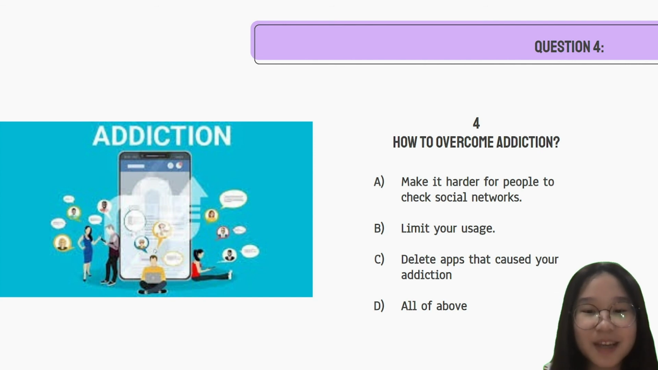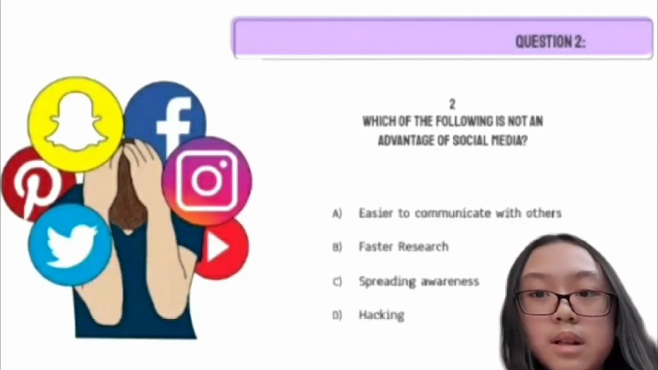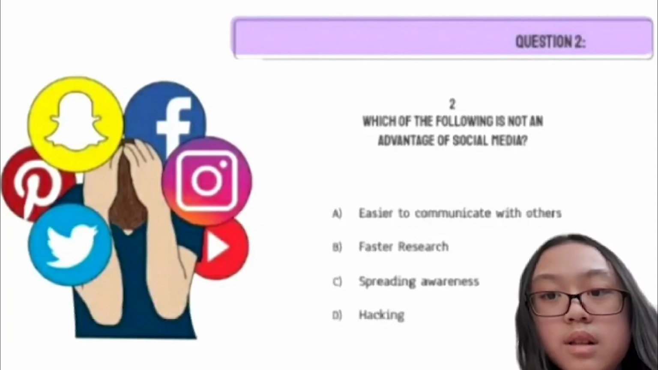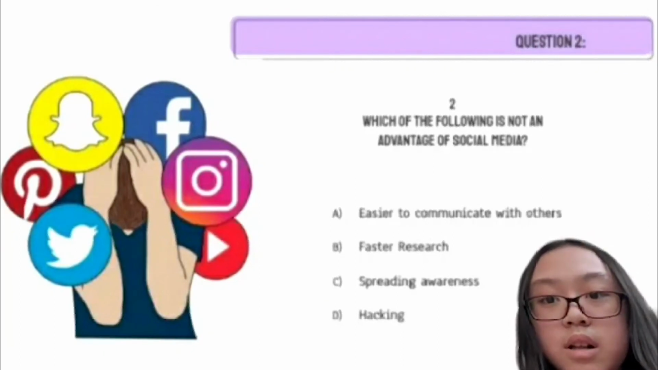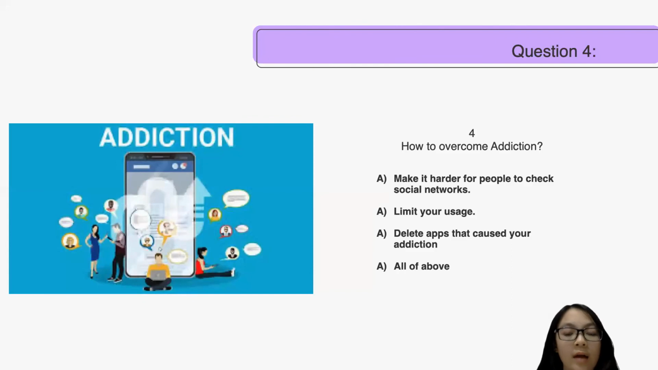How to overcome cyberbullying. Choose one of the following which is incorrect. The answer is B. Which of the following is not an advantage of social media? A. Easier to communicate with others. B. Faster research. C. Spreading awareness. Or D. Hacking. The correct answer is D. Hacking. Answer D.